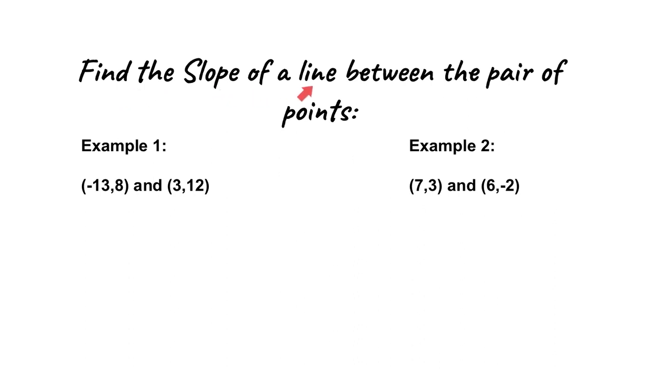Okay, so now we're going to find the slope of a line between the pair of points. So here's my first example. If I have negative 13, 8, and 3, 12 as my 2 points. I know these are 2 points on a graph. I don't have a graph with me to plot it out and count it all out. So I have a formula to use. And again, that formula is m, which means slope, is y2 minus y1 over x2 minus x1. Okay, so which one is 1 and 2? Simple. This is the first group. This is the second group.